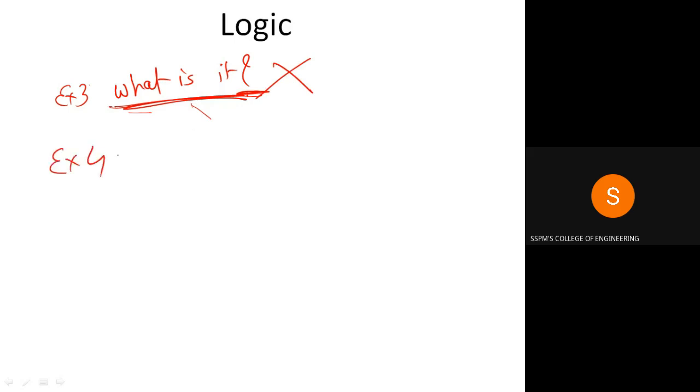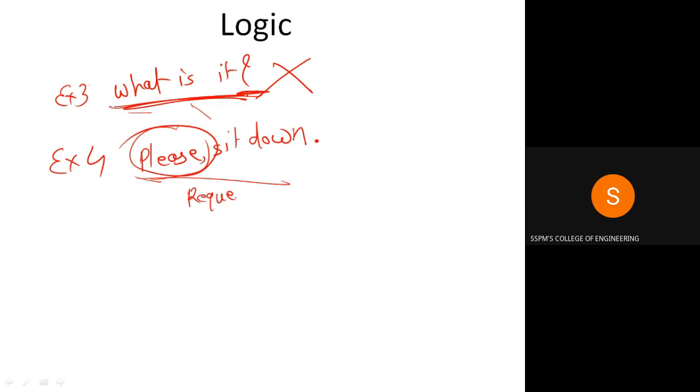So example 4. Please sit down. Okay. This is a sentence. Is it a statement? No, it is also not a statement, because you see please here. What does it mean? It means that it is a request. So it is not a statement. This is an interrogative sentence. So this is also not a statement.